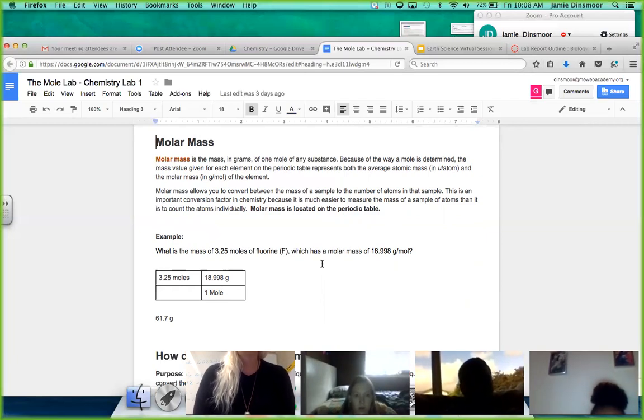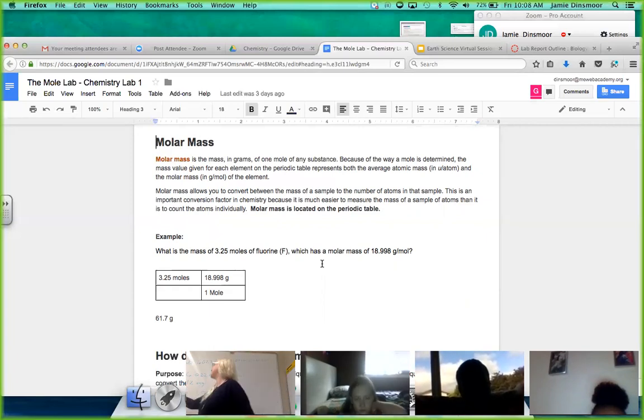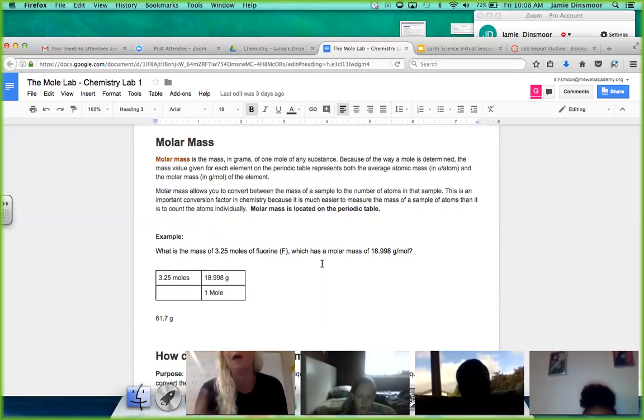Okay, so it allows you to convert between the mass of the sample and the number of atoms in the sample. It's much easier to measure the mass than it is to count the atoms, right? If I gave you a grain of salt and asked you to count how many atoms were in it, good luck, right? Meanwhile, we can measure the mass of the grain of salt, and then we can figure out how many atoms are in it, because we now know this conversion that a mole is equal to this many atoms. Okay, atomic mass, yes, exactly.